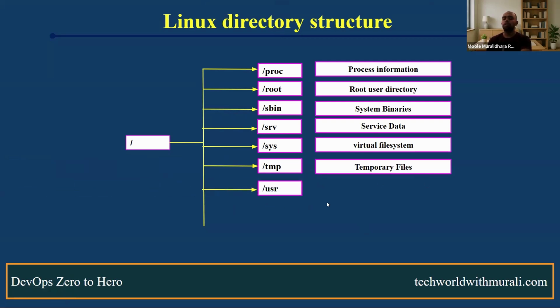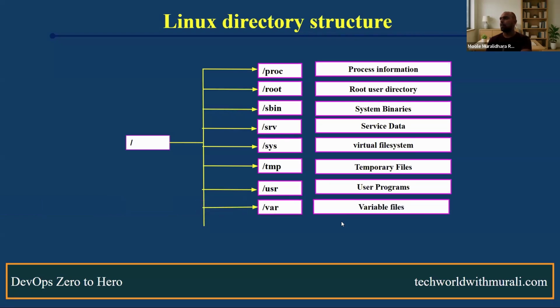Okay. Next one, usr. User program files we can define here. And next one is var. Here we can define variable files. Example, when you install Jenkins, the default path for Jenkins is /var/lib/jenkins only. /var/lib/jenkins. Okay, that's an example I'm telling.